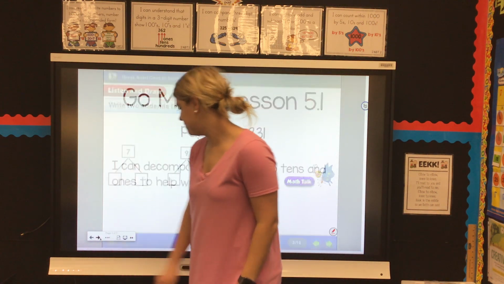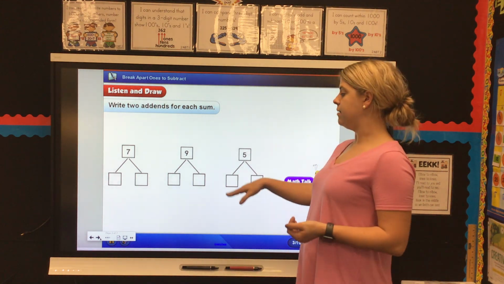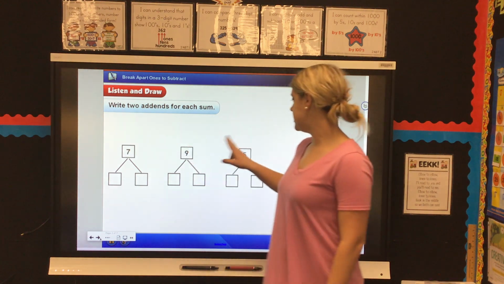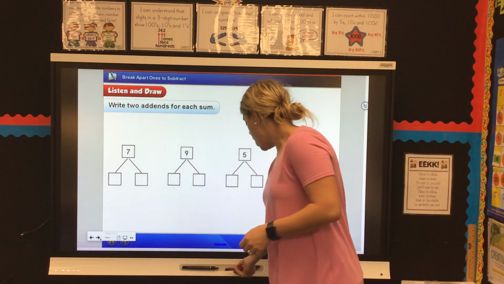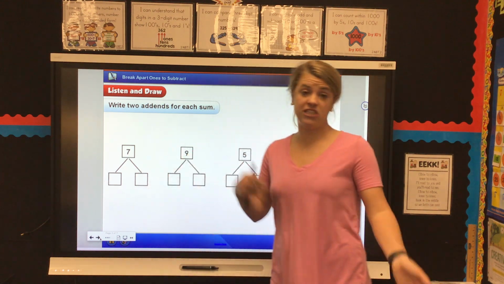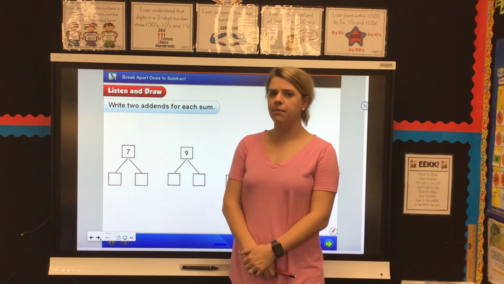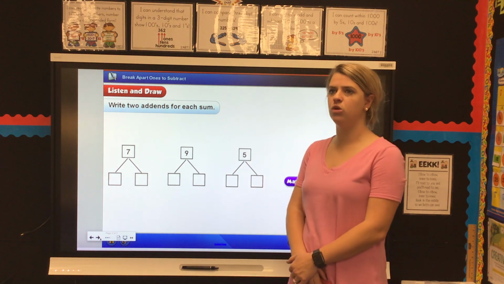So here we go. What I want you to think about: we see the numbers 7, 9, and 5, okay? What are two numbers that we could add together to equal 7? So let's think about that. What are two numbers that equal 7?